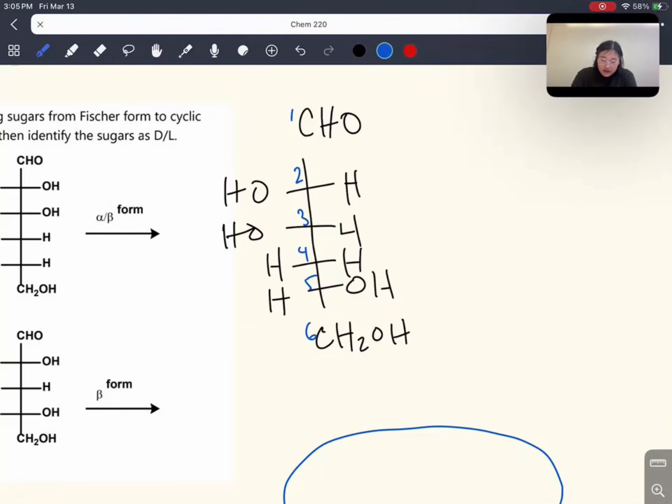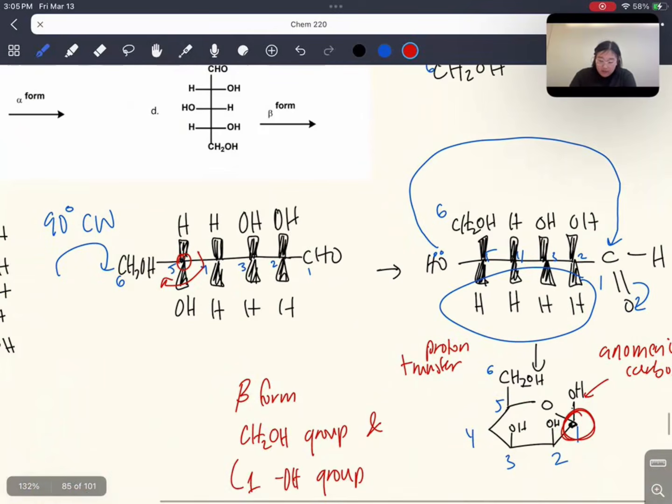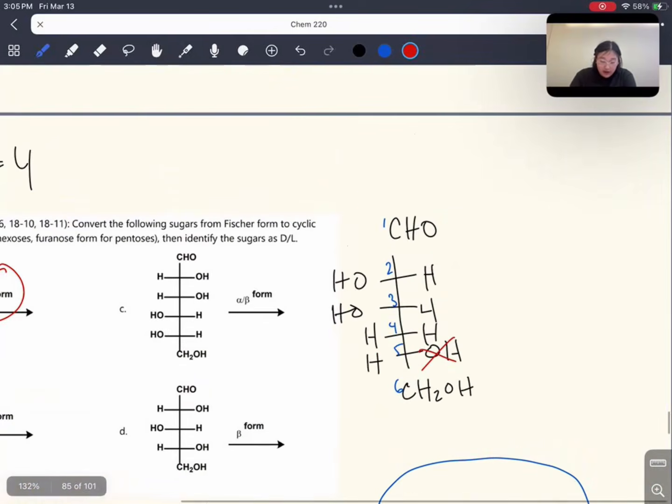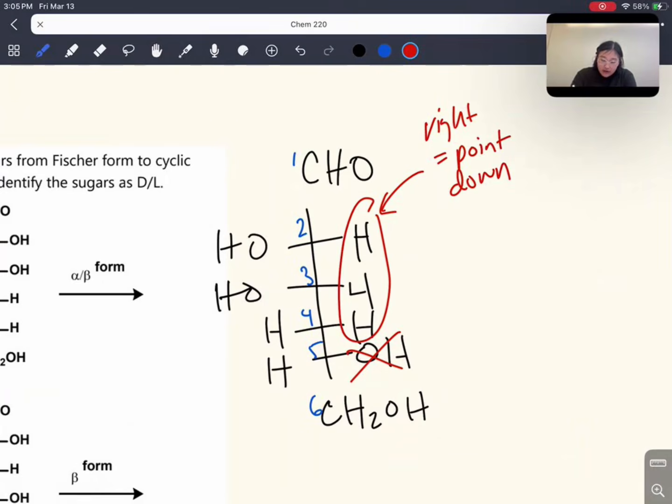Okay. So we're going to ignore carbon 5. We're going to ignore the OH group on carbon 5 because remember, the OH group that's on carbon 5 is the one that becomes included in the ring. So we're going to ignore that OH group. But your groups on the right side will point down in the ring. Your groups on the left side will point up.